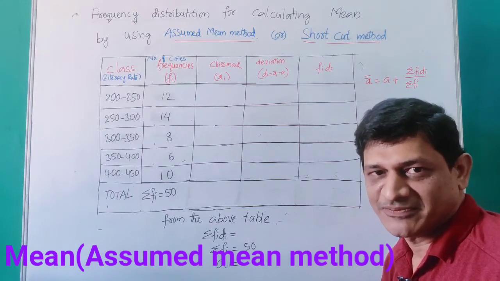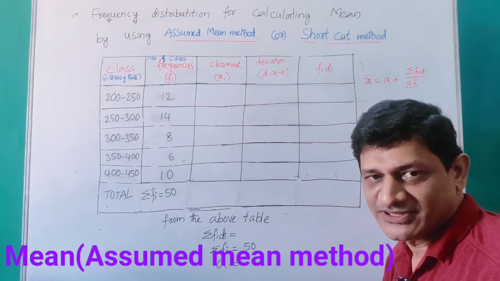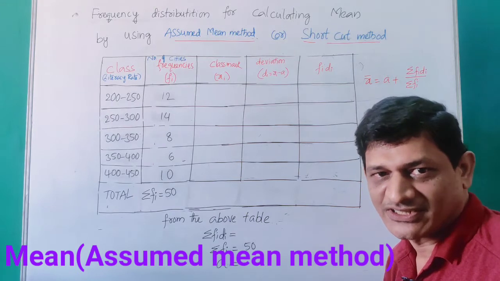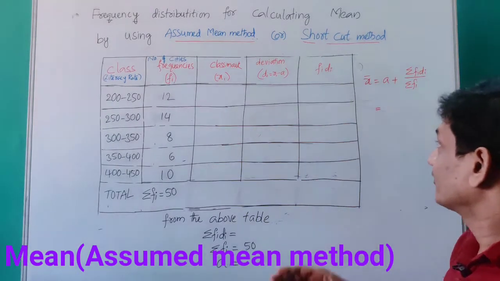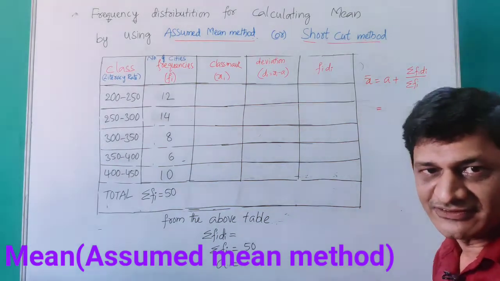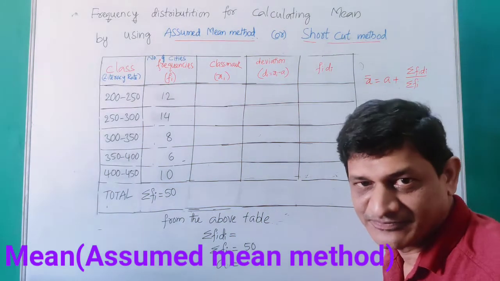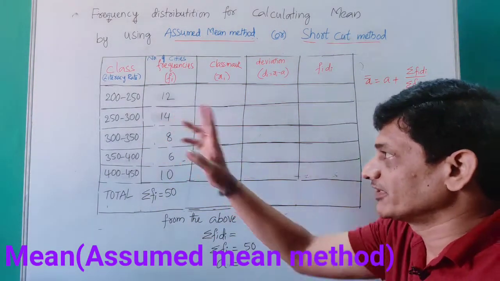Today I am going to explain how to calculate mean by using the second method, the assumed mean method, which is also called the shortcut method. In this method, the formula for finding the mean is x bar equals a plus sigma fi di by sigma fi. So coming to this problem, as usual, two columns should be given to you.